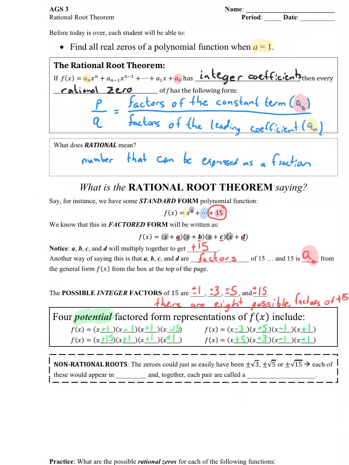All right, so it is possible as well to have non-rational roots, which says that the zeros could have just as easily been like plus or minus root 3, plus or minus root 5, plus or minus root 15. And it's important to note that each of these roots, if they did appear, they'd appear in pairs. So if you have a positive square root of 3, you're going to have a negative square root of 3 as well. And these are called conjugate pairs. All right, and that actually opens up even more possible zeros, but they'd be non-rational. If I were just asking for rational zeros, you're good with this list up here for rational zeros.